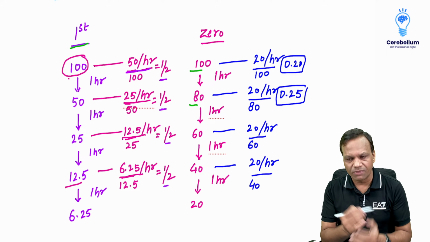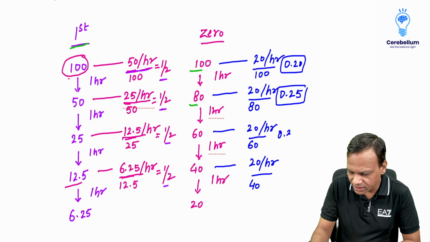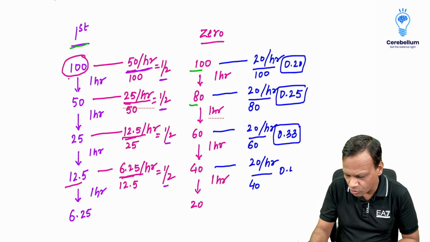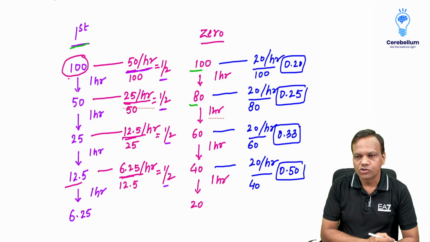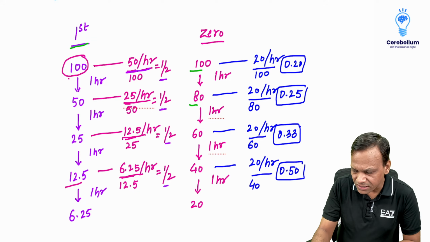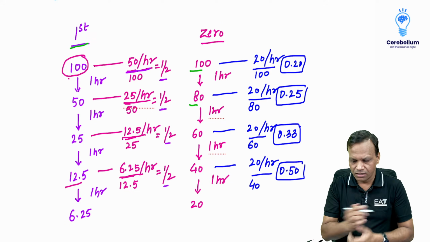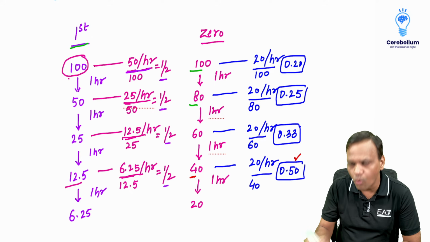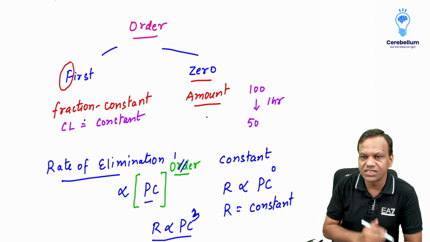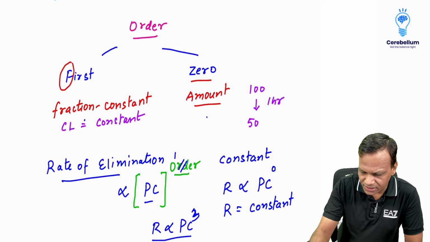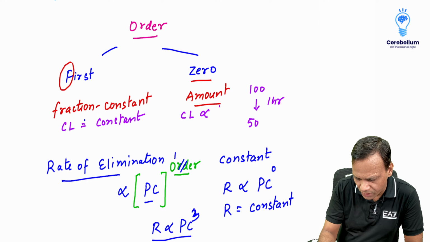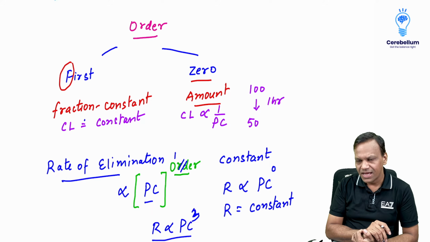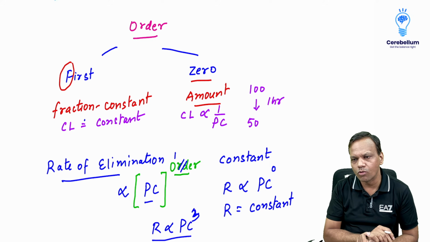20 by 60 means 1 by 3. 1 by 3 means 0.33. 20 by 40 means 1 by 2. 1 by 2 means 0.50. So what we noted: clearance is different at different plasma concentrations. More plasma concentration, less clearance, and less plasma concentration, more clearance. Or we can say in zero order kinetics, clearance is inversely proportional to plasma concentration. More plasma concentration means less clearance, less plasma concentration means more clearance.